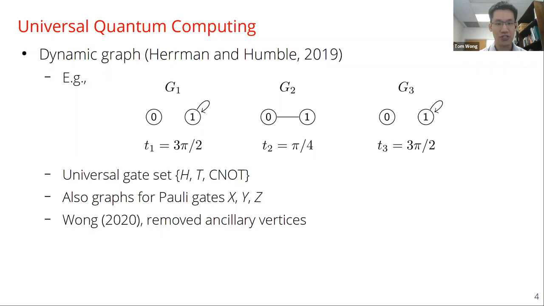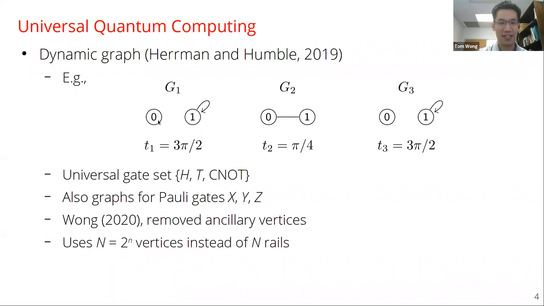In the original construction, they actually needed some extra vertices to make some of these gates work. I showed later that you actually don't need those ancillary vertices if you include self-loops in the graph. That's why you'll notice that some of the vertices have self-loops. So by removing the ancillary vertices, the graph only needs the number of basis states for the number of vertices.